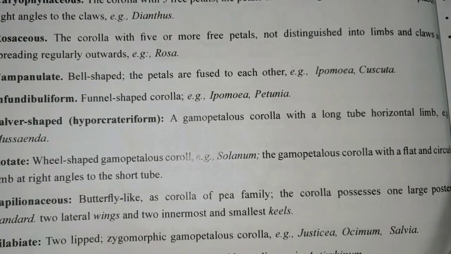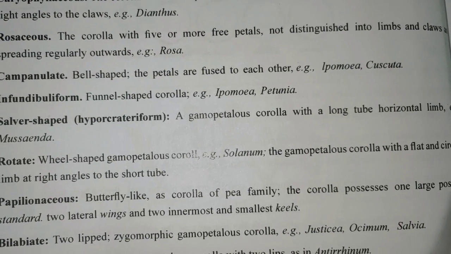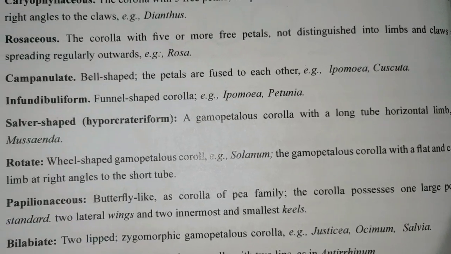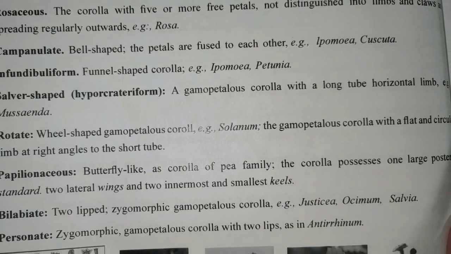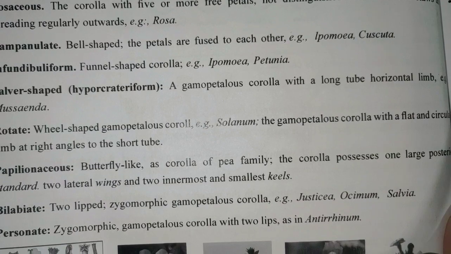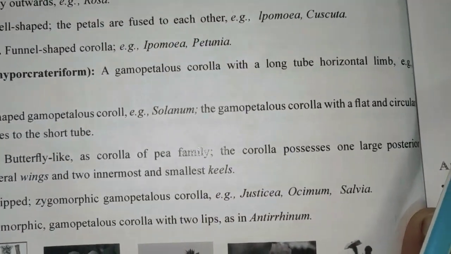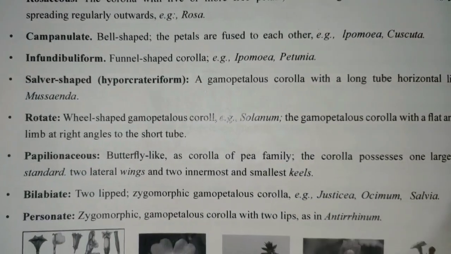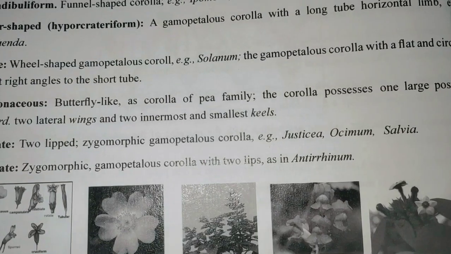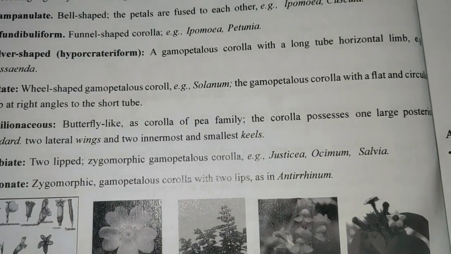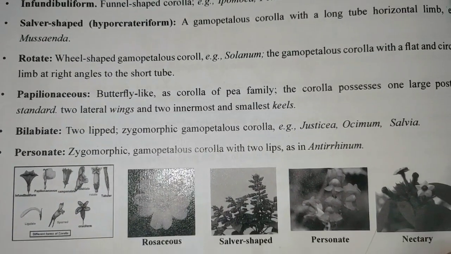For example, Rosa. Campanulate, bell-shaped, the petals are fused to each other. For example, Ipomoea, Cuscuta. Infundibuliform, funnel-shaped corolla like Ipomoea, Petunia. Salver-shaped, hypocrateriform, a gamopetalous corolla with a long tube and horizontal limb. For example, Mussaenda. Rotate, wheel-shaped gamopetalous corolla like Solanum. The gamopetalous corolla with a flat and circular limb at right angles to the short tube.